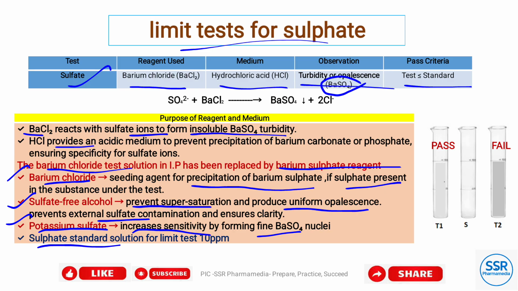And the standard sulfate solution for the limit test is 10 ppm. So, limit test for sulfate: the standard sulfate solution for the limit test for sulfate is 10 ppm.